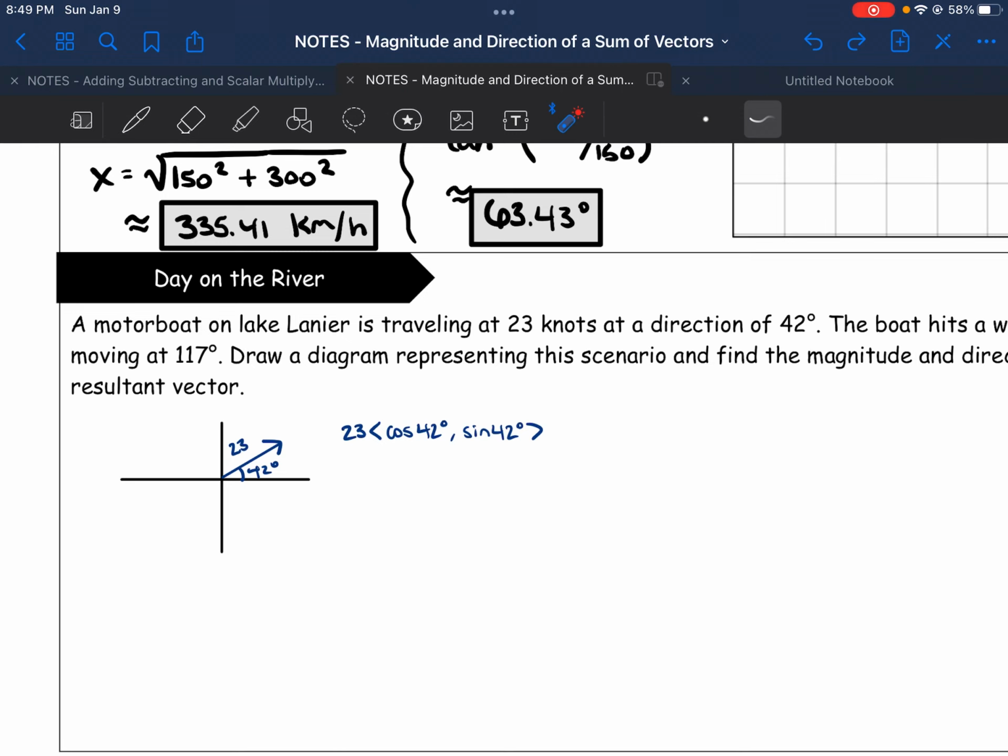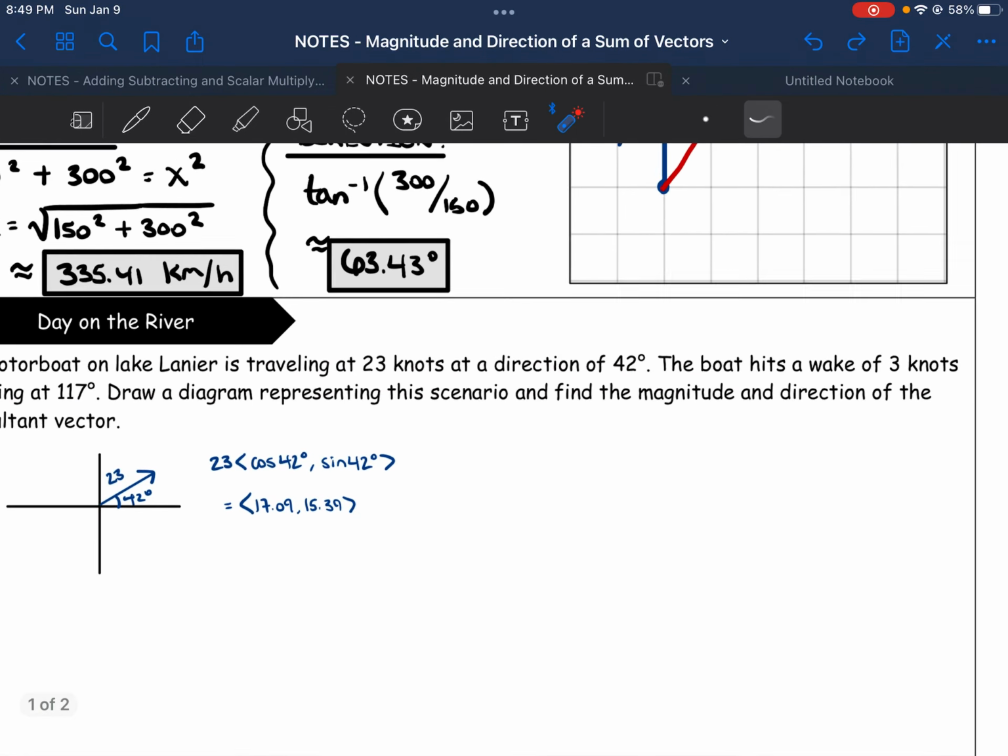So if we do cosine of 42 degrees in your calculator, again, make sure your calculator is set to degrees, and then distribute the 23 into here, we would get 17.09 and 15.39. So this is our component form of this vector, the vector represented by the motorboat on Lake Lanier.